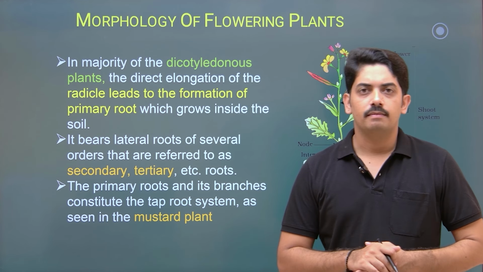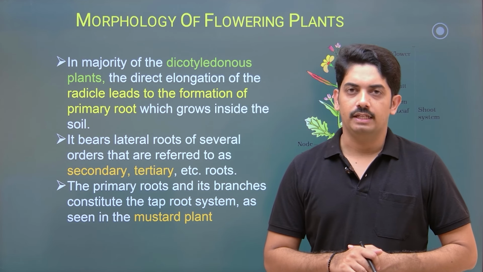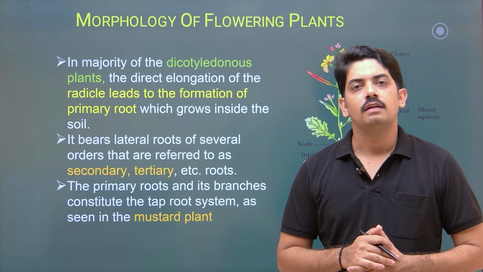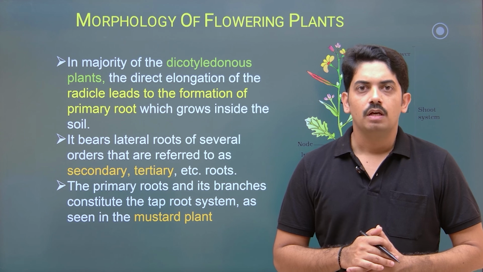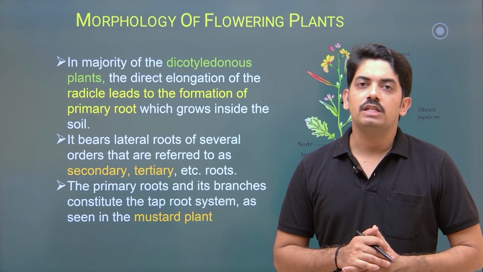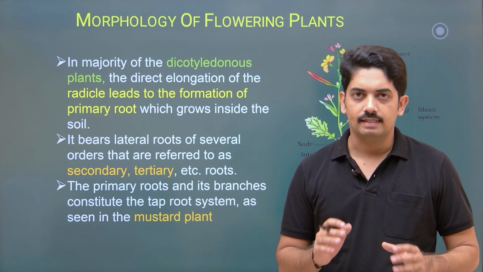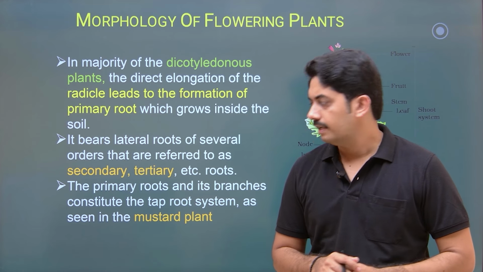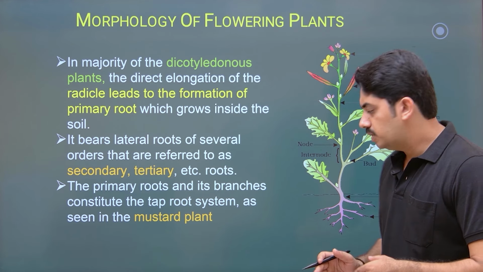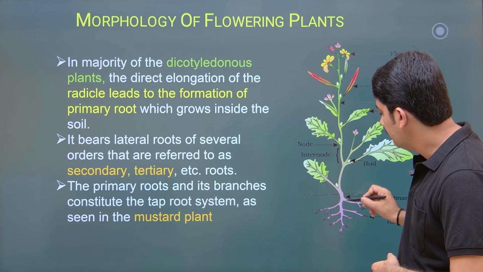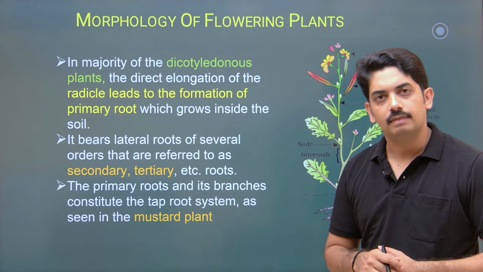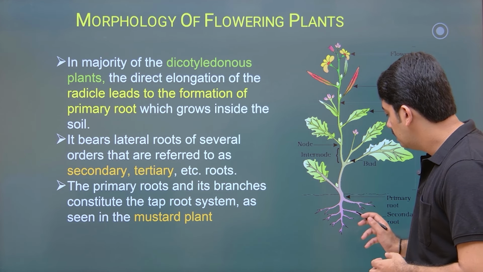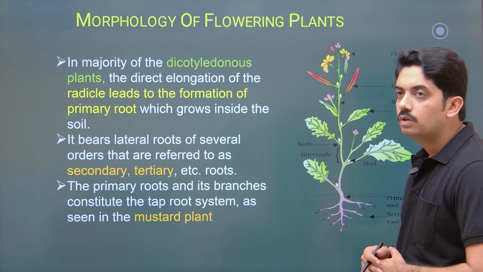Now roots are meant for anchorage. Any plant is firmly adhered to soil with the help of roots. Roots are positively geotropic, in the sense roots grow towards the soil. Now if you observe this dicot root, there will be a primary root that we call the mother root, and from that mother root you observe secondary roots, and secondary roots give rise to tertiary roots.